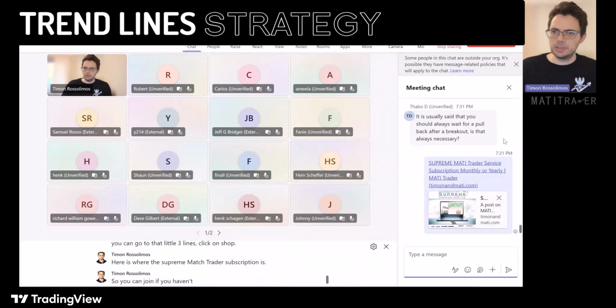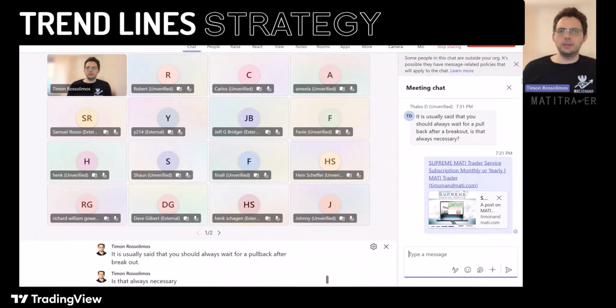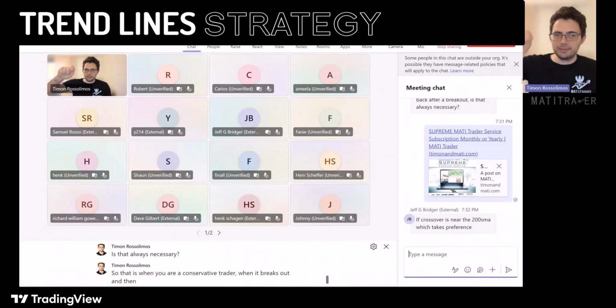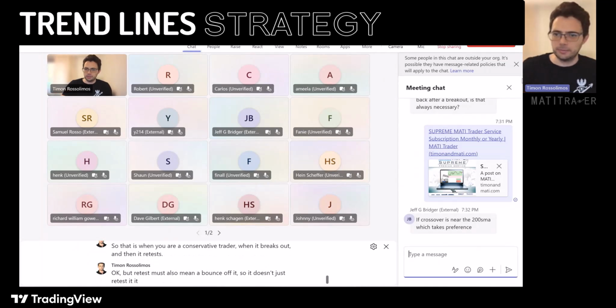It is usually said that you should always wait for a pullback after a breakout. Is that always necessary? That is when you are a conservative trader. When it breaks out and then it retests, okay, but a retest must also mean a bounce off it. So it doesn't just retest it, it also bounces off it.